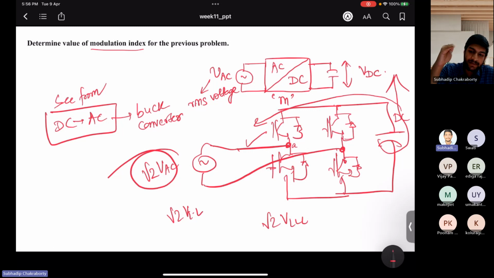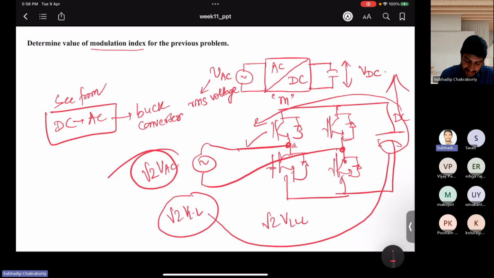So what is the peak amplitude of the AC voltage? √2 V line to line. If you keep it the same as the DC link, then also it will be okay, sufficient. Some drop may be there, but it is sufficiently large to maintain that √2 V line to line. So what I'm telling is, if you increase the DC link voltage to more than √2 V line to line, is it still possible to form a √2 V line to line voltage? The answer is yes. Agreed or not?